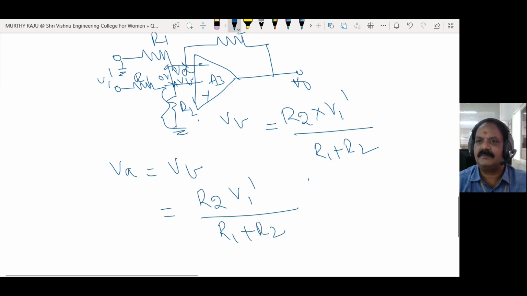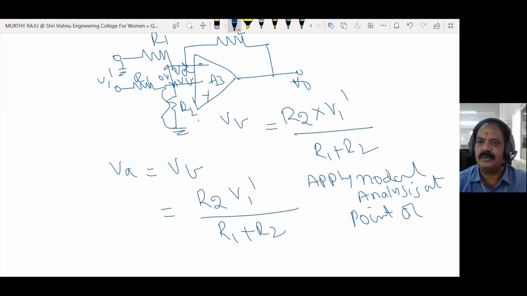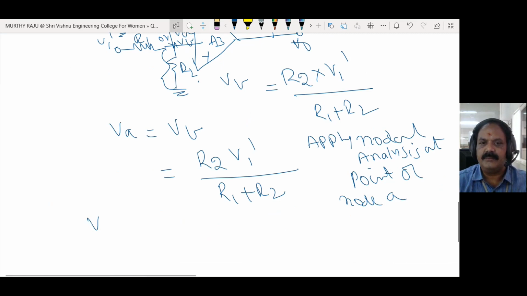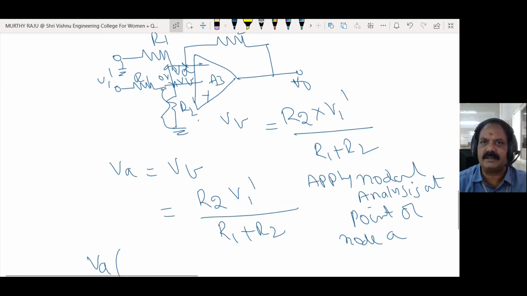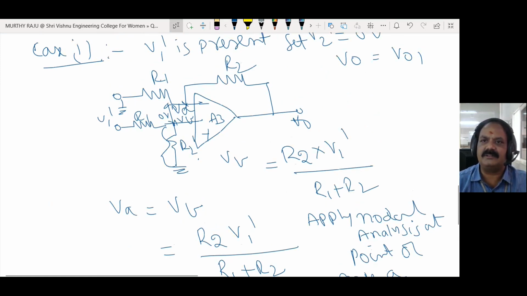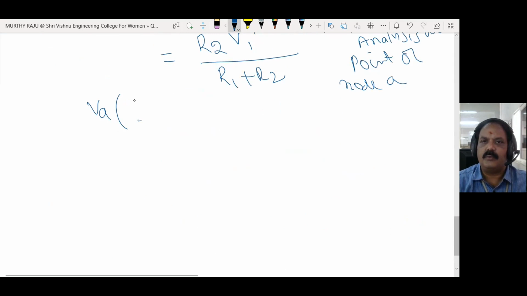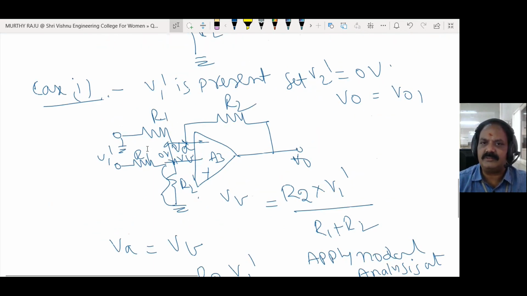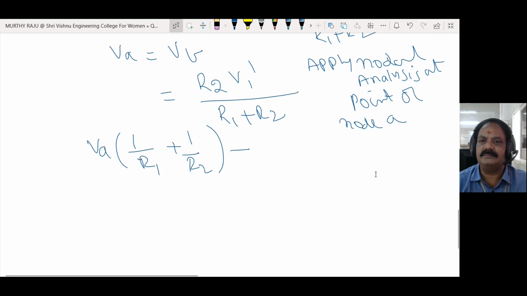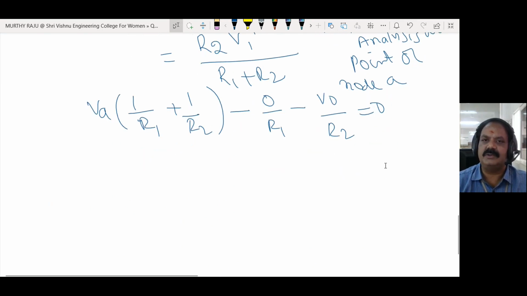Apply nodal analysis at point or node A. That is equal to VA, the node voltage VA, into the resistances connected to that node, R1 and R2. That is 1 by R1 plus 1 by R2, minus, here the resistance node voltage is 0, 0 by R1. Here the resistance voltage is V0, minus V0 by R2, is equal to 0.